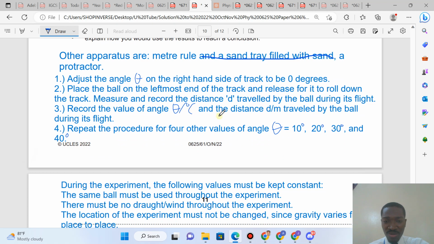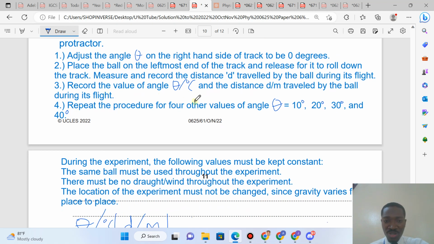Record the values of angle theta and the distance d. The angle in degrees Celsius, distance in meters. So the distance traveled by the ball during its flight. Then repeat the procedure for 4 other values of angle. So your angle will start from 0 degrees, then you go 10, 20, 30, and 40.